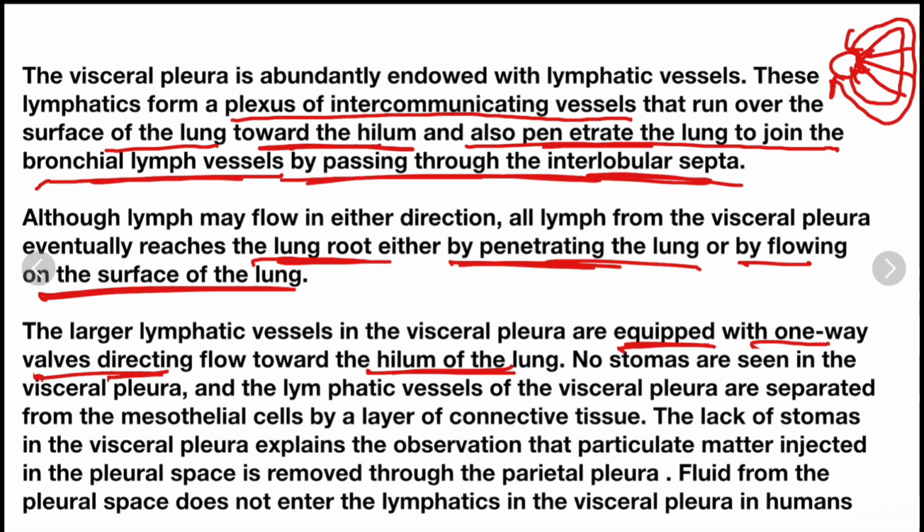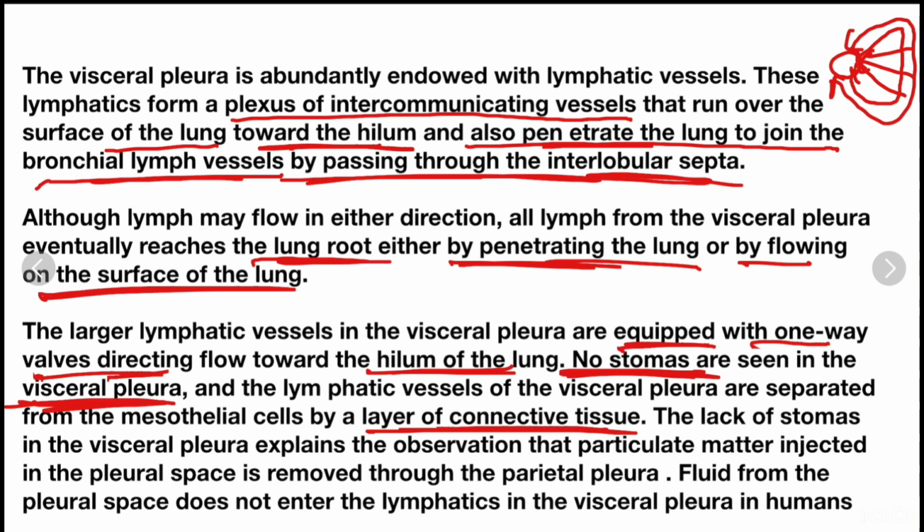No stoma are seen in the visceral pleura. Very, very important. So stomas are there in the parietal pleura, but there is no stoma in the visceral pleura. And the lymphatic vessels of the visceral pleura are separated from the mesothelial cells by a layer of connective tissue. Okay, so these lymphatic vessels are separated from the mesothelial cells by the layer of connective tissue.